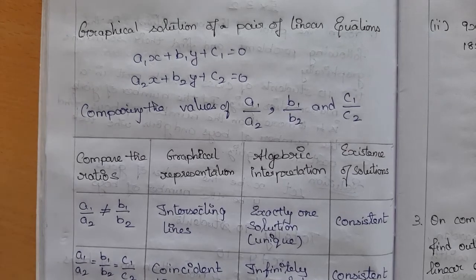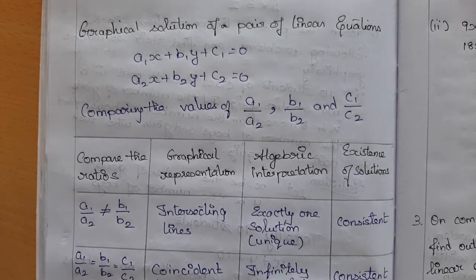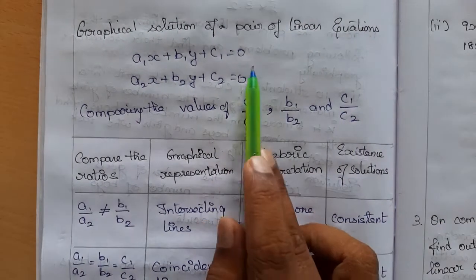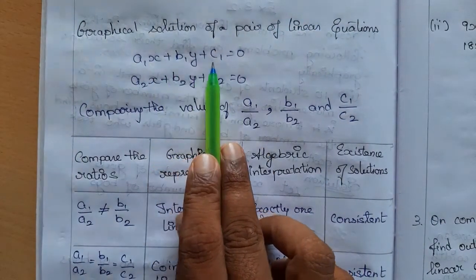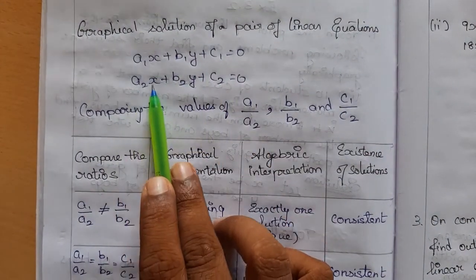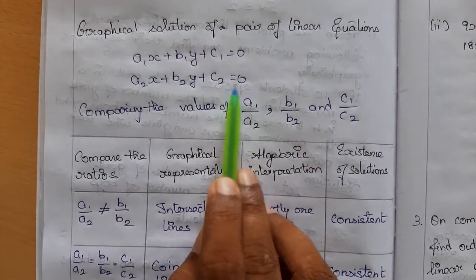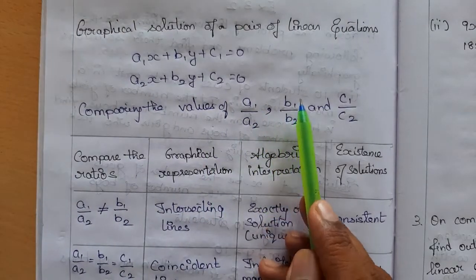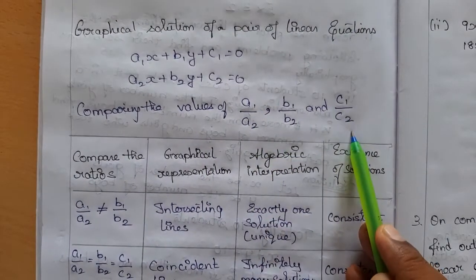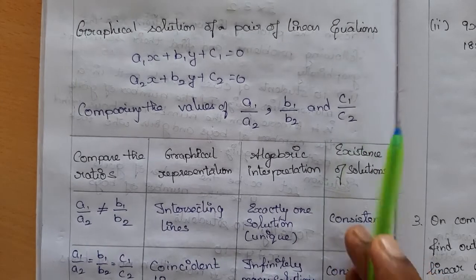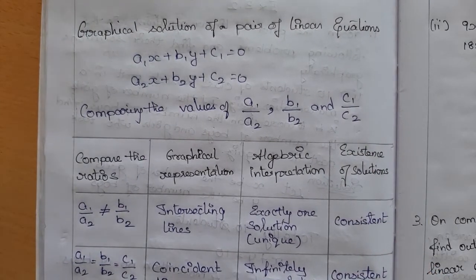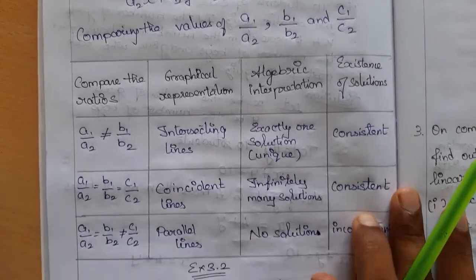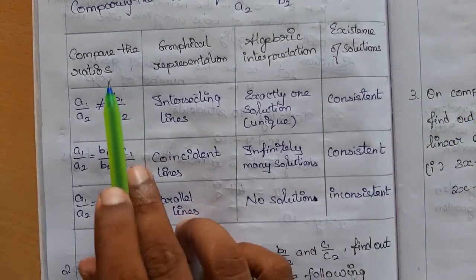Hi students, today we are learning about the graphical solution of a pair of linear equations. We know the general equations a1x plus b1y plus c1 is equal to 0, and a2x plus b2y plus c2 is equal to 0. Now we are comparing the values of a1 by a2, b1 by b2 and c1 by c2. By comparing, we will get a beautiful idea. See here, compare the ratios.